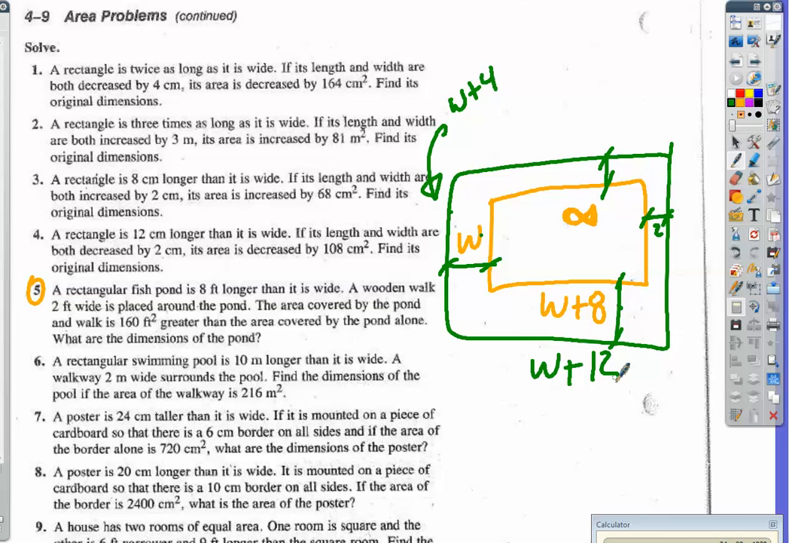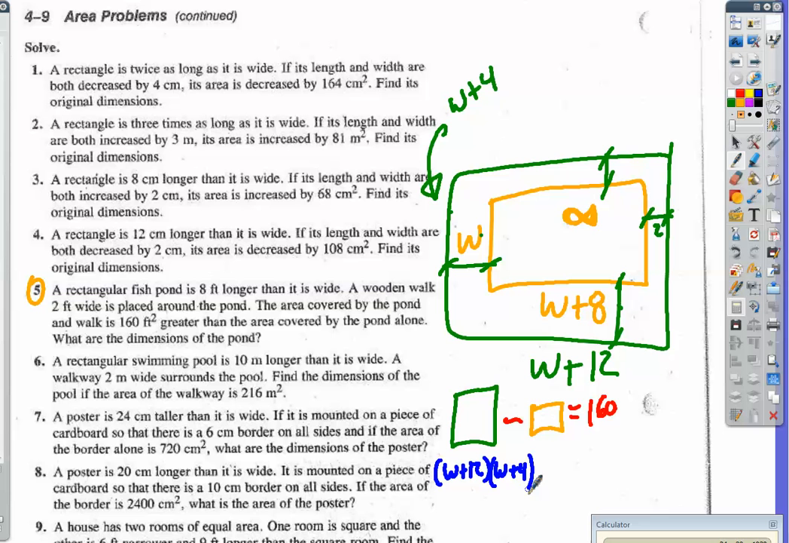And so then it asks, the area covered by the pond and walk is 160 feet greater than the area covered by the pond alone. Oh, well, so that means my green minus my orange, I'm really big into pictorial diagrams, it really helps, is going to equal 160. Oh, well, that's not too bad. How do I find the area of a rectangle? Well, I multiply the base times the height. So my base of the green is going to be w plus 12 times the height, which is w plus 4.